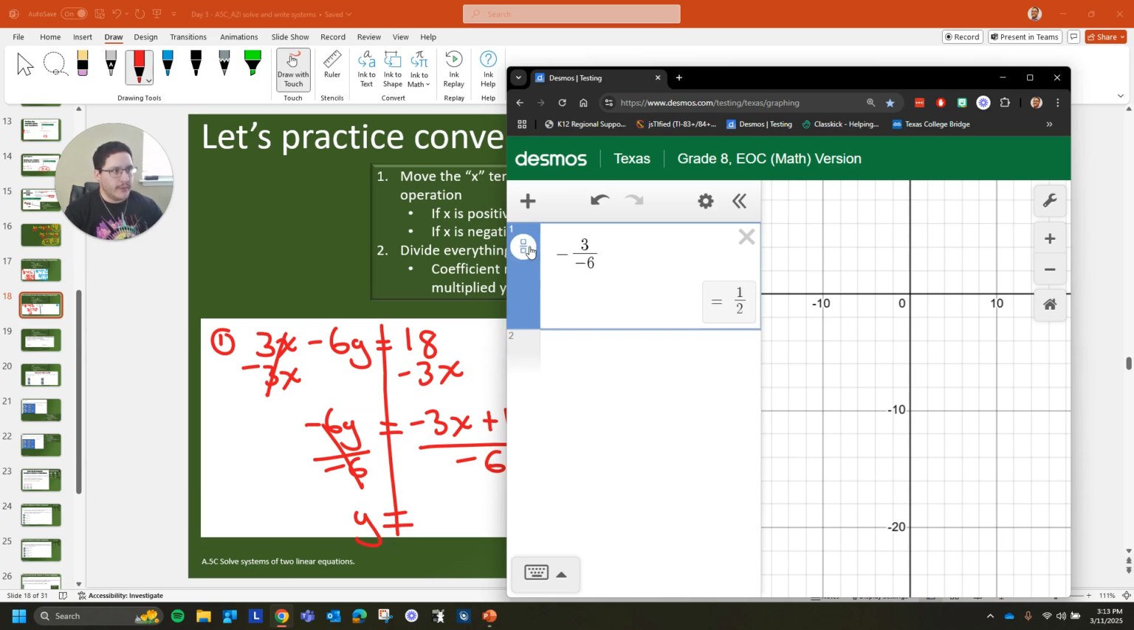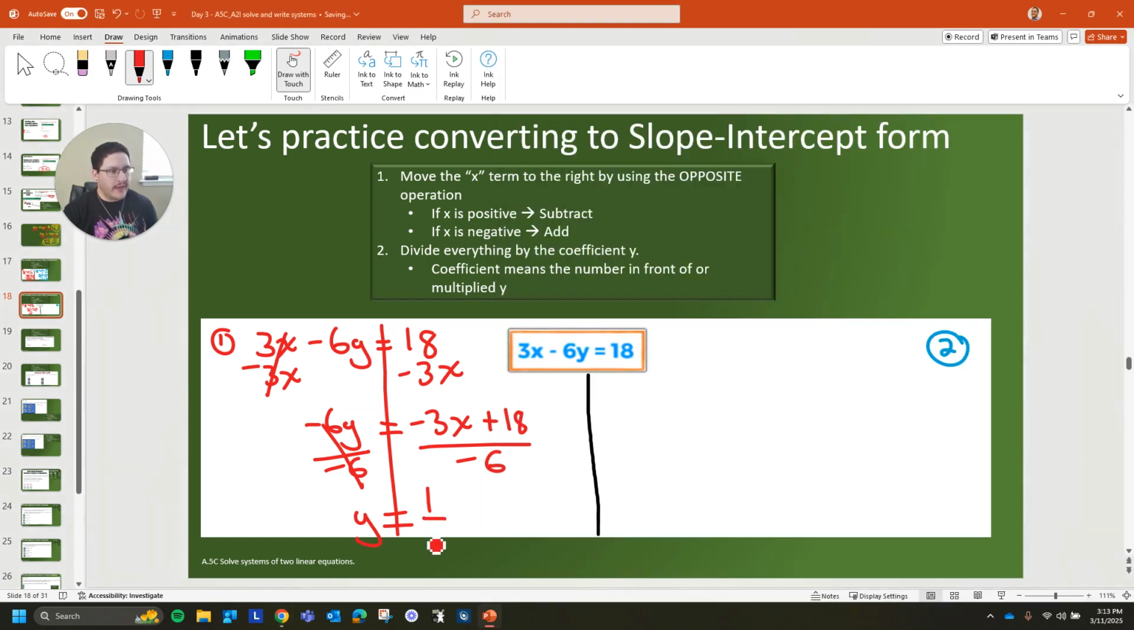You can change from decimal to fraction by clicking this circle button right here. I'm going to want it as a fraction, so I'm going to leave it as 1/2. Sometimes you may see the answer as a decimal. Sometimes you may see it as a fraction. Unless otherwise noted, I usually like to keep things as a fraction. So 1/2 x, and then 18 divided by -6 should be -3.